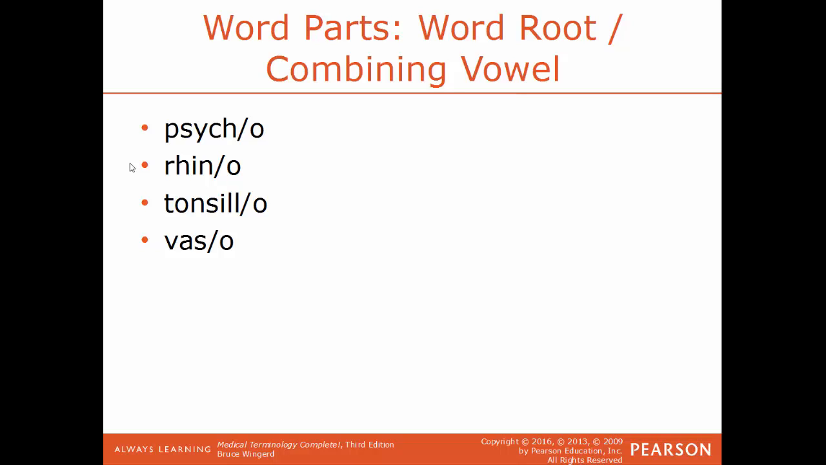Rhine or rhino is reference to nose. So think of the nose on a rhinoceros. So a procedure called rhinoplasty is a surgical repair of the nose, a technical term for a nose job. Tonsil or tonsillo, referenced earlier in the video, reference to the tonsils. And vase or vaso is reference to vessels.